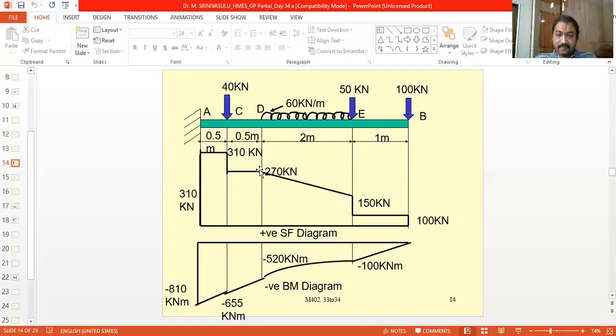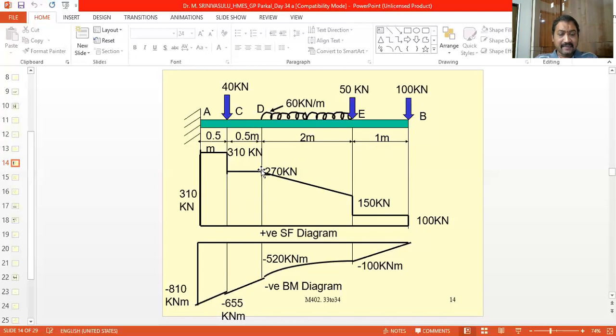Now here, what is the point? 270 point here. So how to join? Because UDL is acting. Whenever the UDL is acting, the general equation is W into X. So y is equal to mx. So it is a straight line equation. We have to join with an inclined straight line between the points E and D.